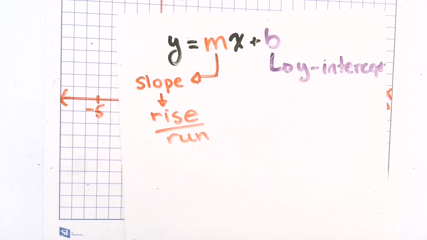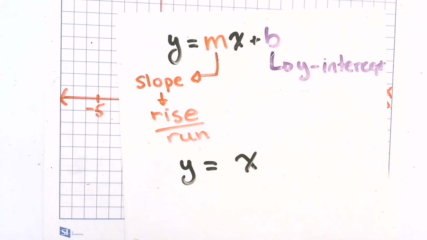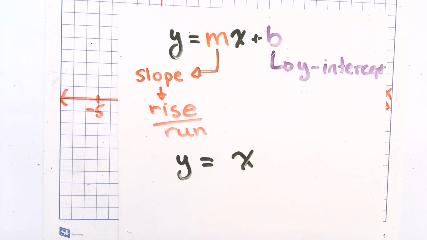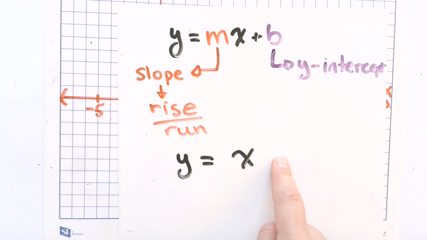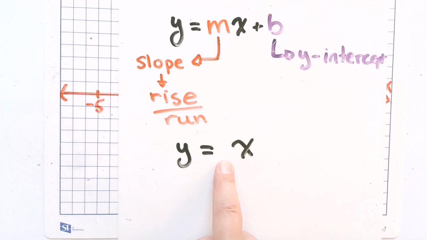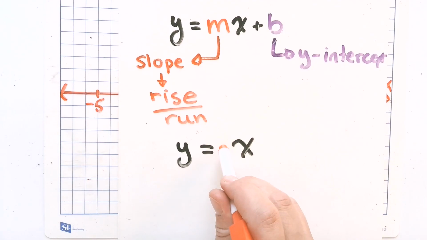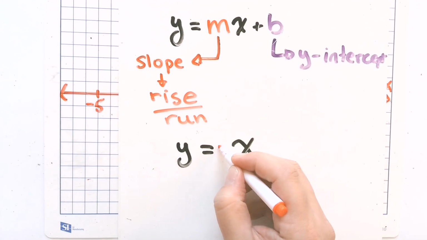The first equation was y equals x. It kind of looks like it's missing something, and this is why. I don't seem to have a number in front of x, and I don't seem to have a number that I'm adding behind x. But if I'm not multiplying anything by x, that means I'm technically multiplying it by 1.